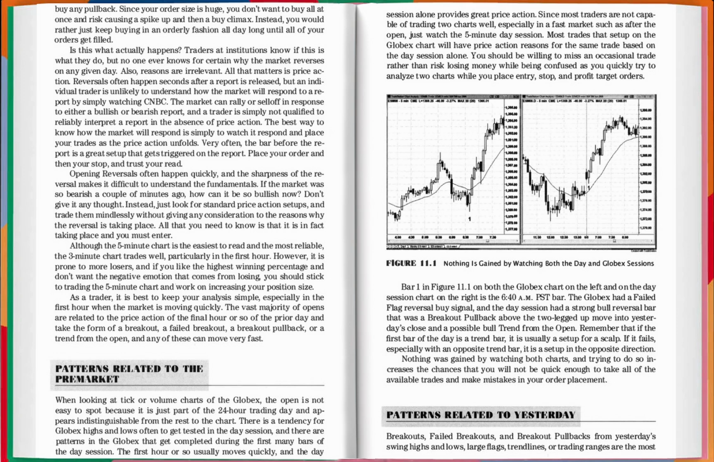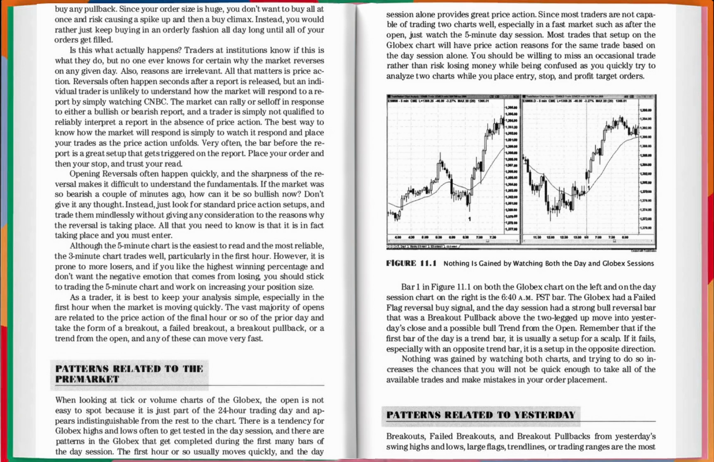Bar 1 in figure 11.1 on both the Globex chart on the left and on the day session chart on the right is the 6:40 AM PST bar. The Globex had a failed flag reversal buy signal, and the day session had a strong bull reversal bar that was a breakout pullback above the two-legged up move into yesterday's close, and a possible bull trend from the open.